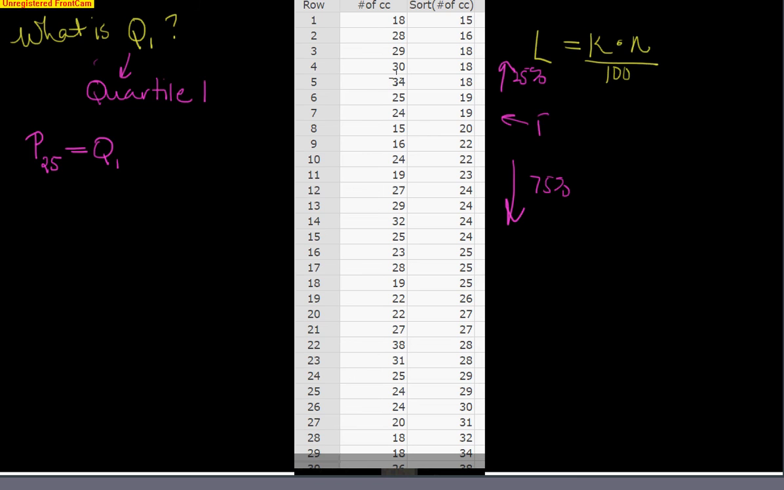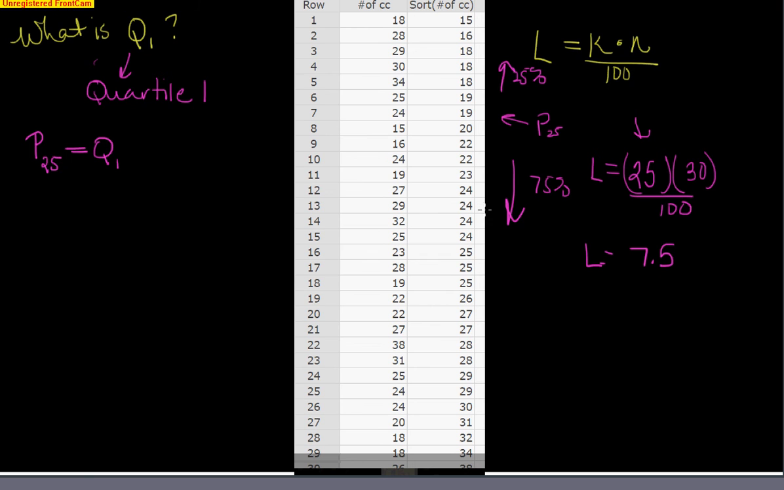That is your P25. You're in the bottom 25%. That is your first quartile, quartile 1. All right, so again, using the same formula, L is going to equal, K is 25 times our number of data points, 30, divided by 100. And using your calculator, you're going to see that L equals 7.5.